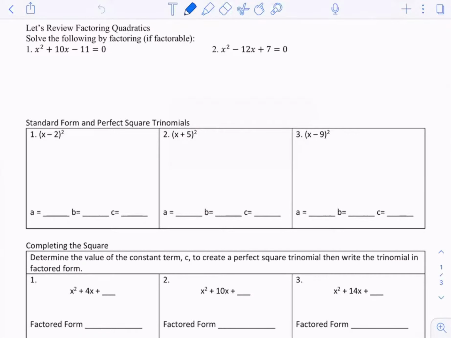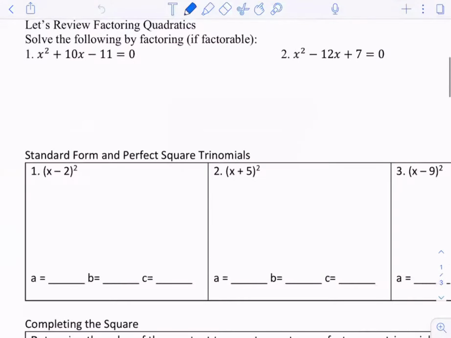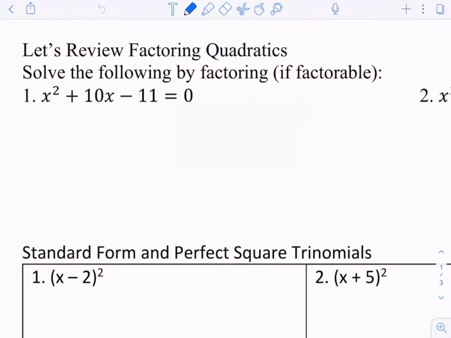Hi everybody. So for today we are going to learn how to solve quadratics by completing the square. In order to do that I just need to recall some factoring. So let's solve the following by factoring, that's if it's factorable. So let's take a look here.